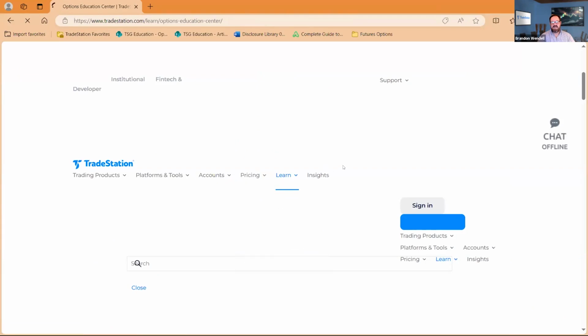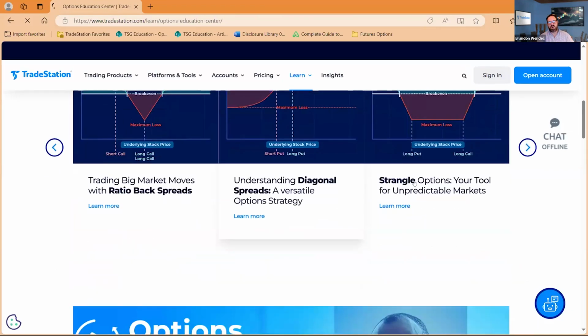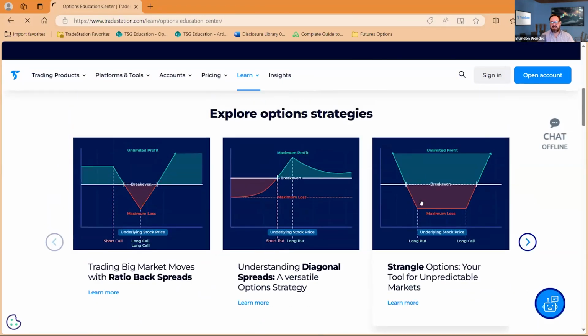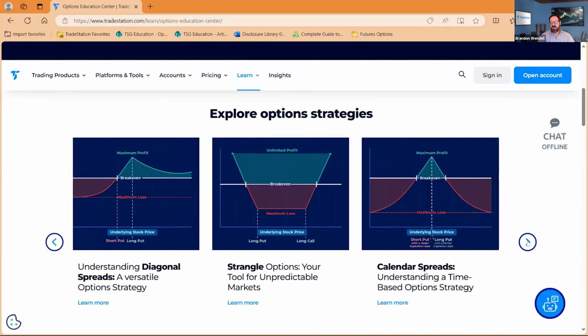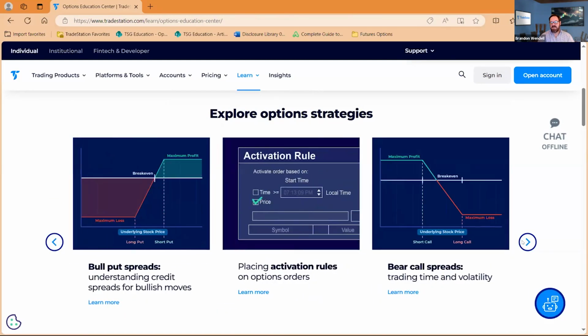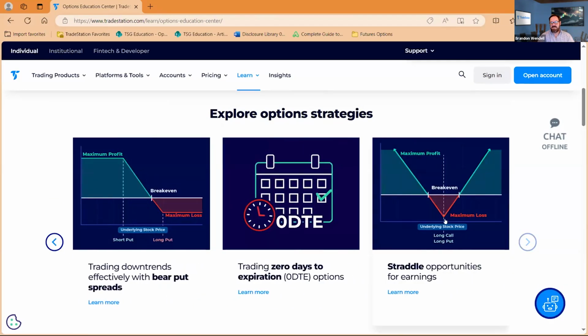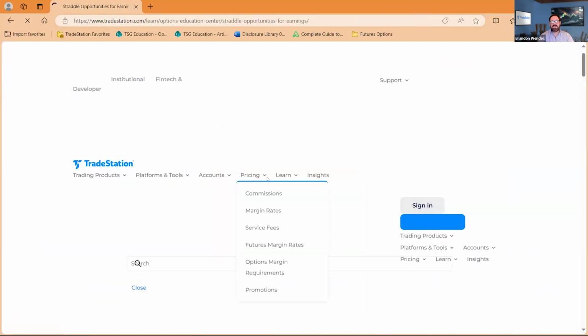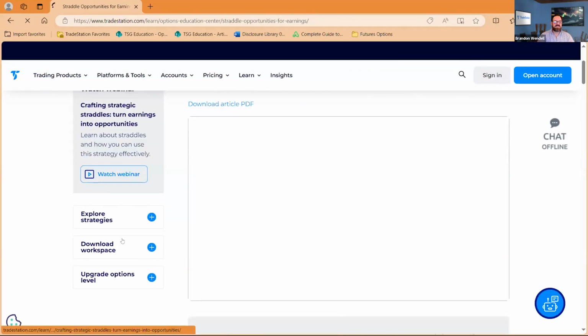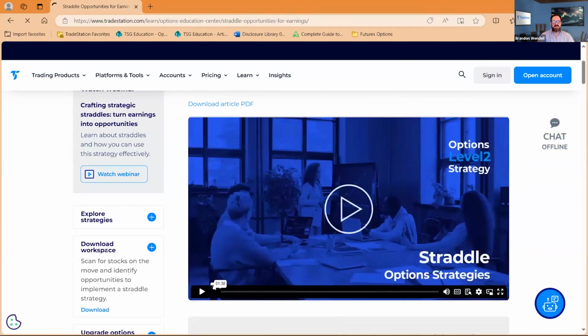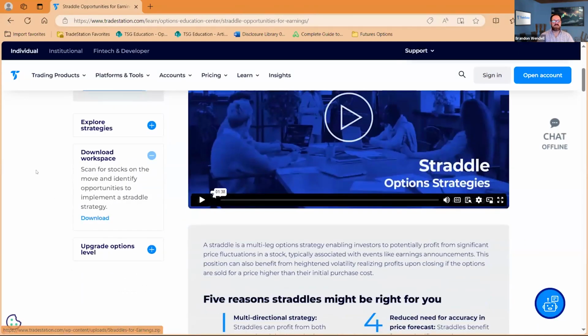And if I scroll down, once it loads up, you'll see the very first one, if you scroll all the way to the right, Strangle shows up on the homepage there, but if you keep going to the far right, there it is, straddle opportunities for earnings. You click on it. There's an article and a video on the strategy itself. And there's a downloadable workspace. So all those tools and the filters are already put together for you to start practicing with that.